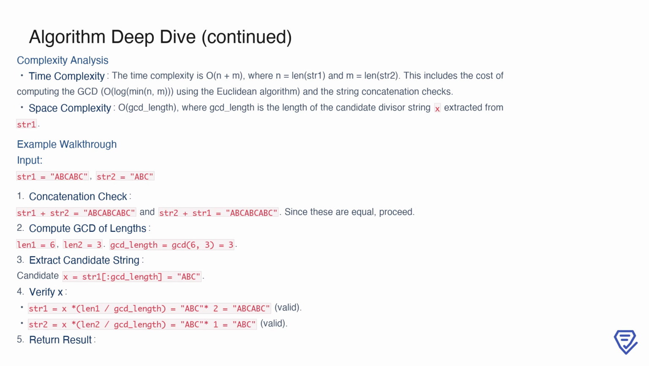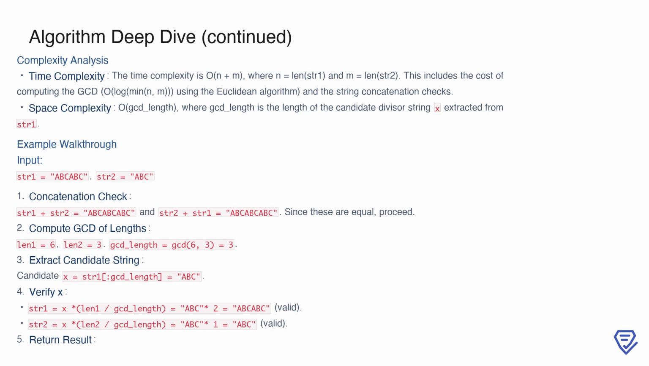Let's walk through an example to see this in action. Suppose str1 is abcabc and str2 is abc. First, we check the concatenation condition: str1 + str2 equals abcabcabc, and str2 + str1 also equals abcabcabc, so we proceed. Next, we compute the GCD of their lengths: len1 is 6, and len2 is 3, so GCD_length is 3. This means our candidate divisor string is the first 3 characters of str1, which is ABC. Finally, we verify that ABC divides both strings completely. str1 equals ABC repeated 2 times, and str2 equals ABC repeated 1 time.